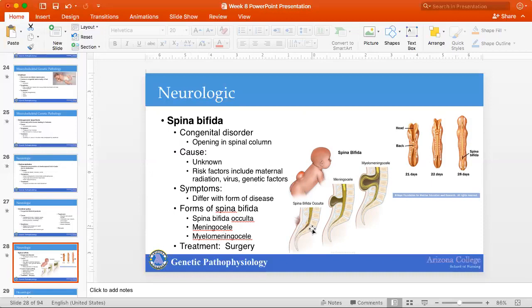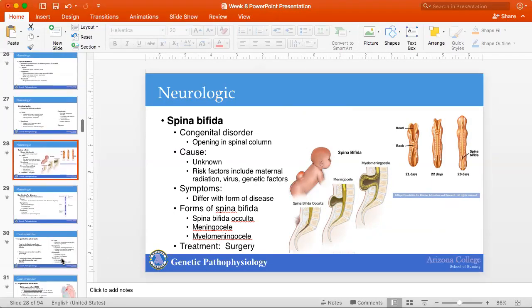And so you can see here this spina bifida occulta, the kind of the way it looks, this meningocele, kind of this outpouching, and then the more severe type. So this is probably showing a myelomeningocele on this infant here.